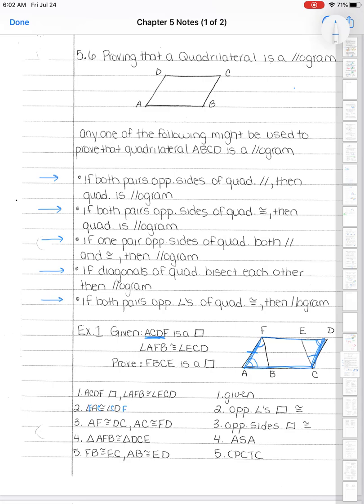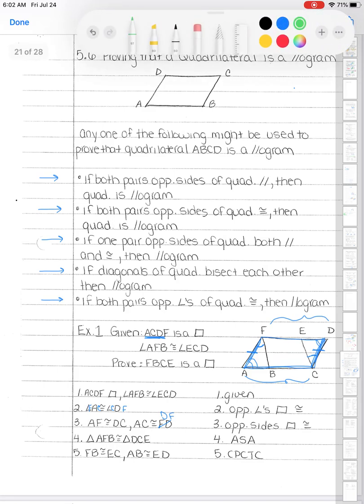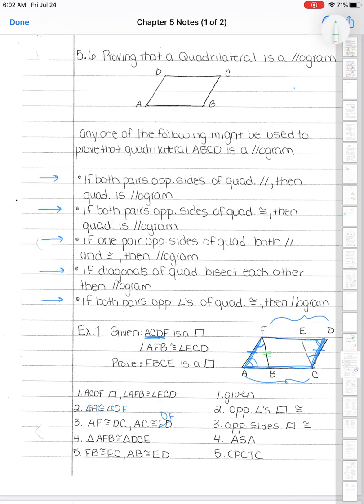Just make sure when you're talking about a parallelogram, these are the only 4 letters you should be using because that's the only parallelogram that we know of. So B and E should not be used at all when we're talking about this. So opposite angles are congruent. If you want to put the other pair, that's fine as well. For number 3, I'm going to say opposite sides of a parallelogram are congruent. So A to F matches with D to C, and A to C matches with D to F.